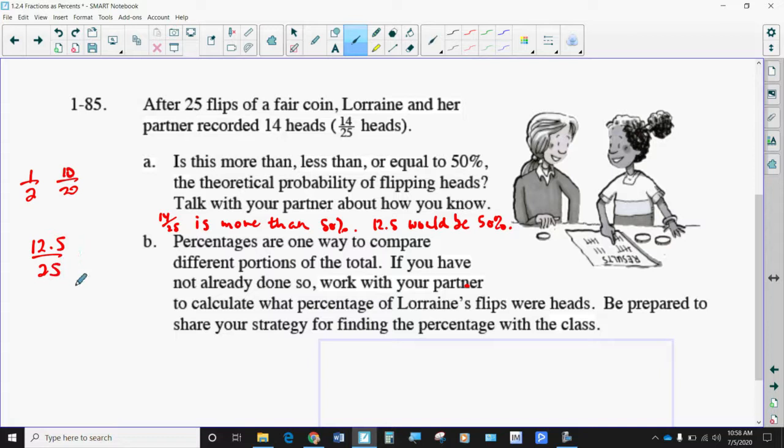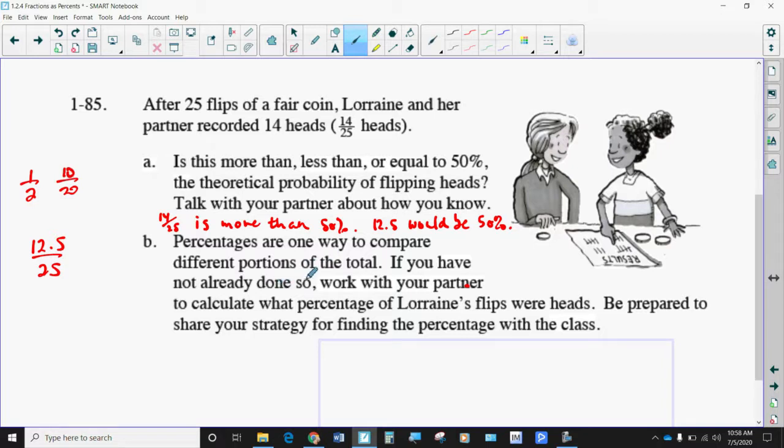So any fraction that has a denominator of 25 and a numerator that's more than 12.5 is going to be more than 50%. And if it's less than 12.5, it would be less than 50%. So 14 is more than 12.5, so that means it's got to be more than 50%. So percentages are one way to compare different portions of a total.